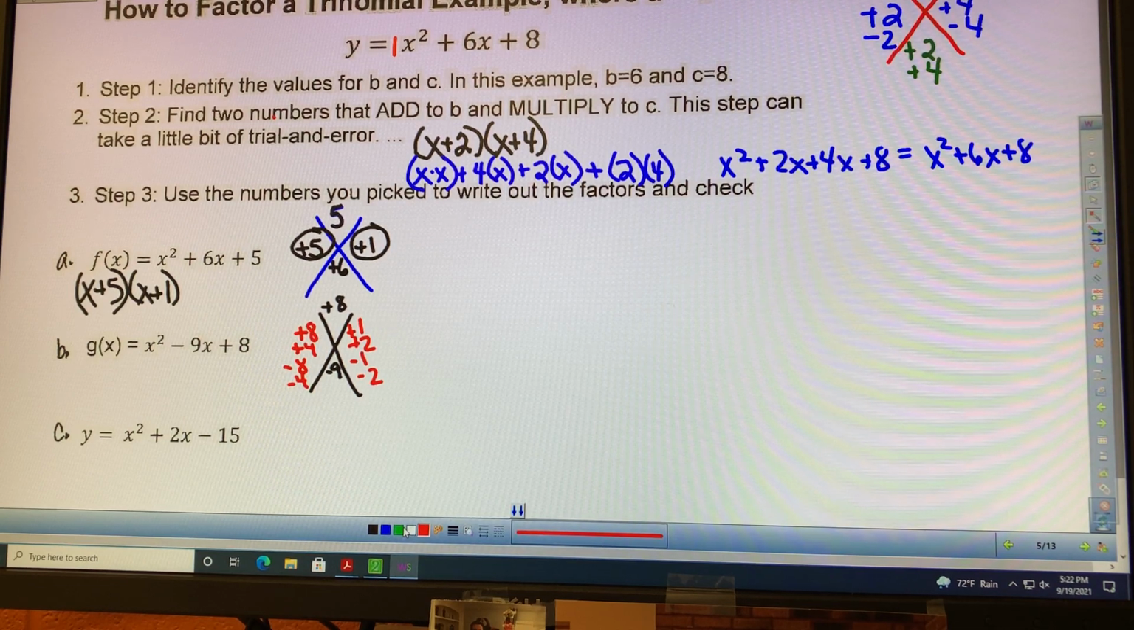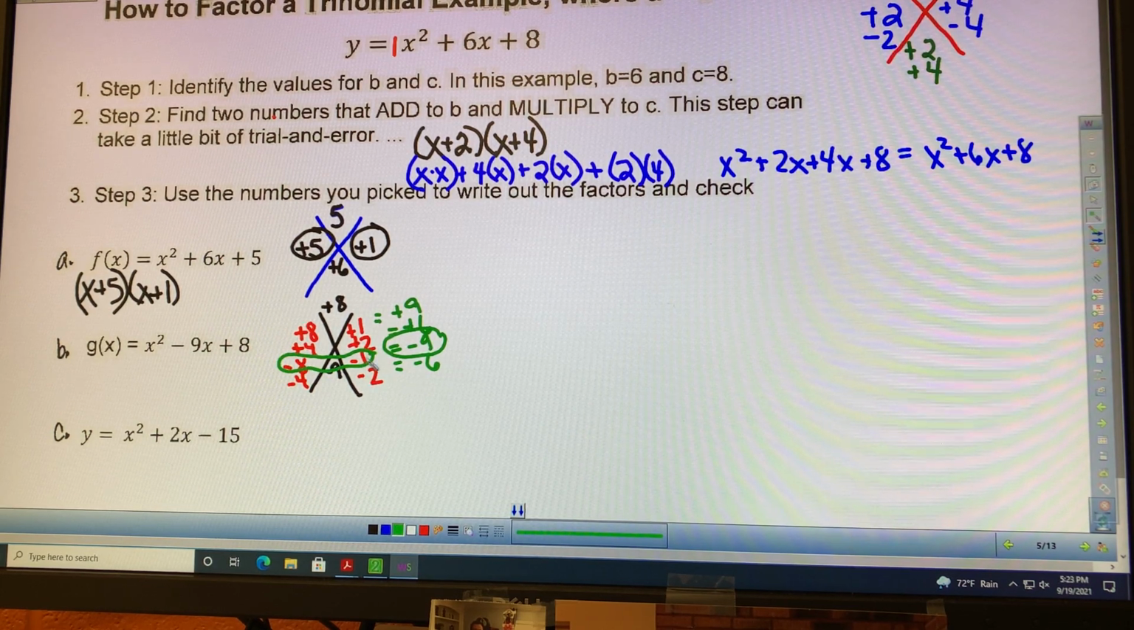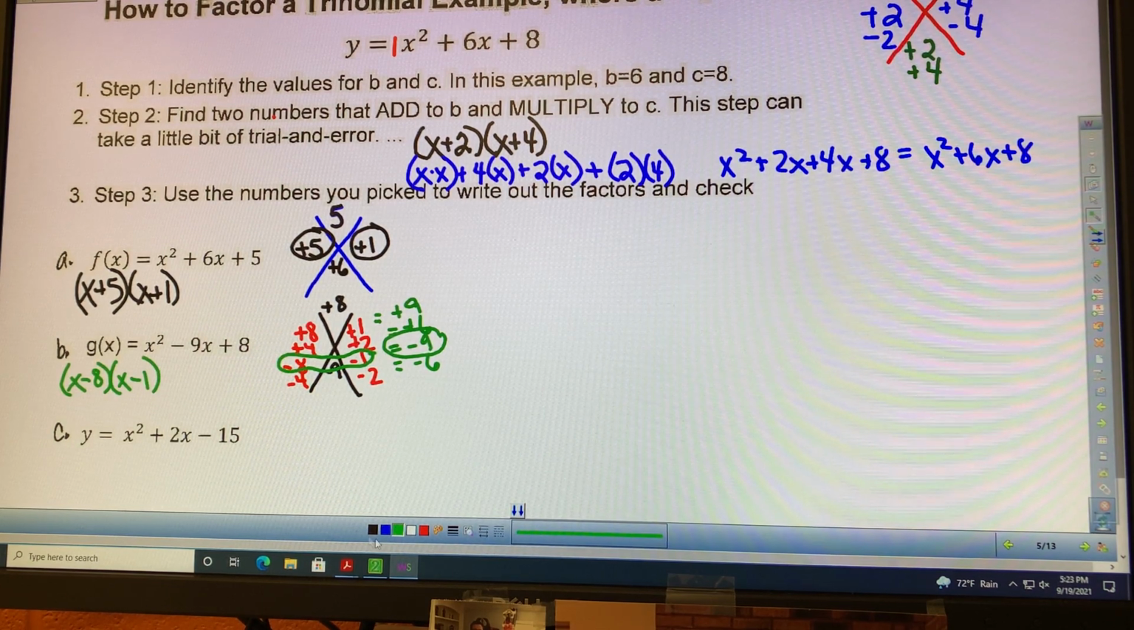That adds to positive 9. That adds to positive 6. That adds to negative 9. And these two bottom numbers add to negative 6. What do I want? Negative 9. So these are my factors where I have x minus 8 and x minus 1.